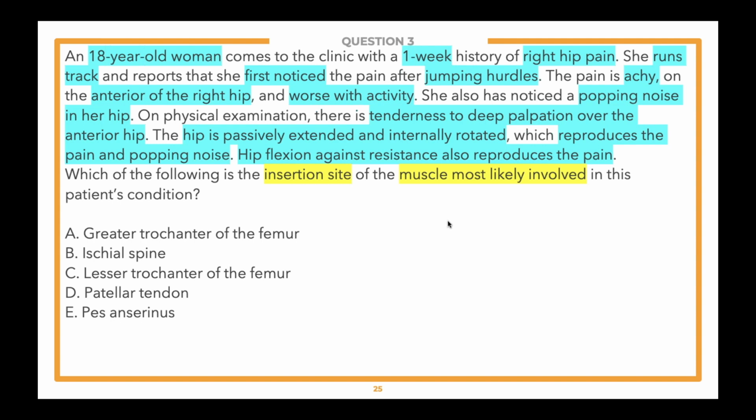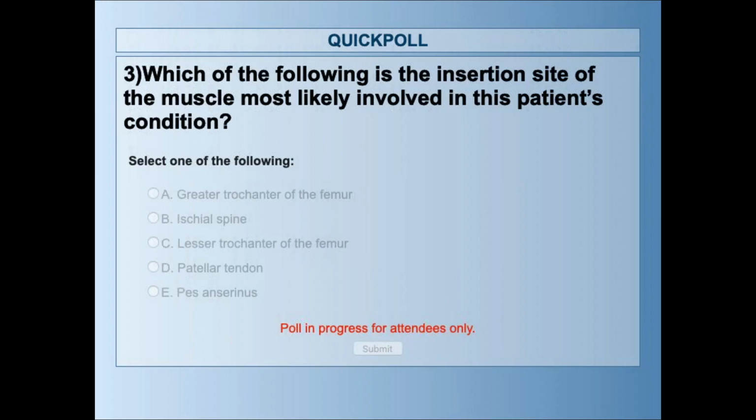So we're going to go ahead and open up that poll. Select what you think is the best answer here, and we'll talk about it in just a few seconds. Excellent. The poll. We'll wait until about 2/3 of you have responded.